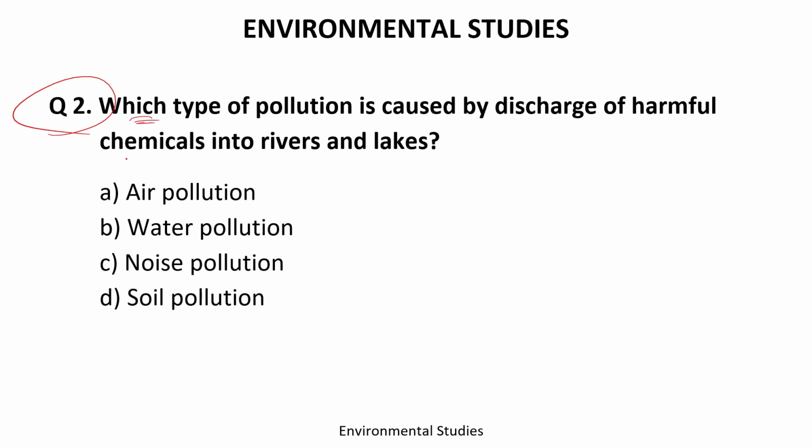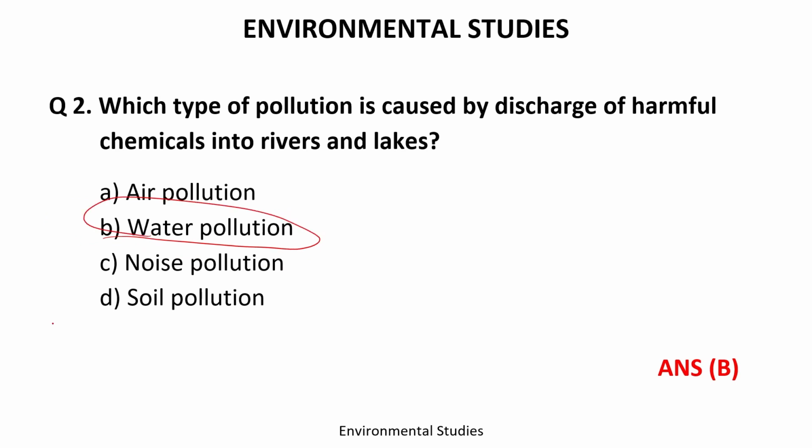Second question we have. Which type of pollution is caused by the discharge of harmful chemicals into rivers and lakes? 30 seconds you have to think and answer. Time starts now. 1, 2, 3, 4, 5 ... 30. Time's up. Correct answer is B.